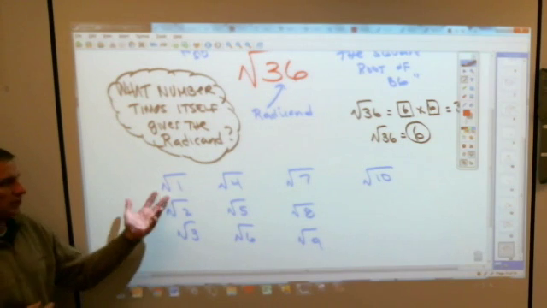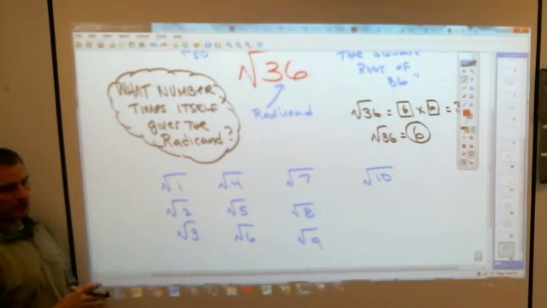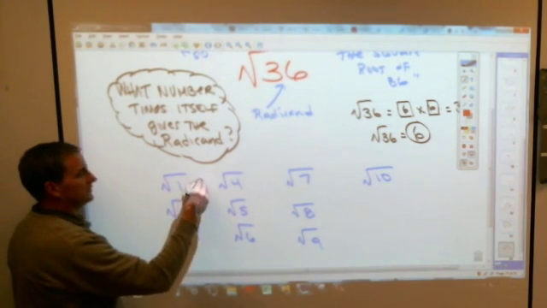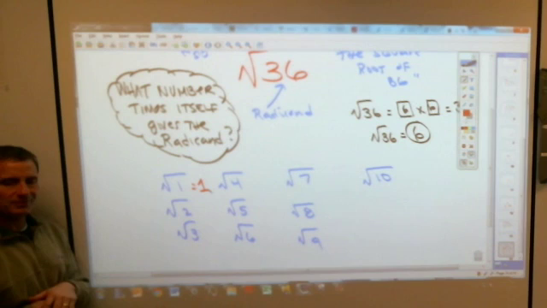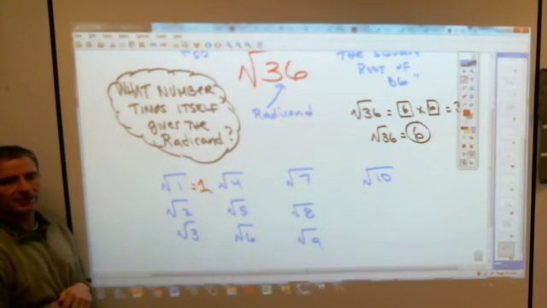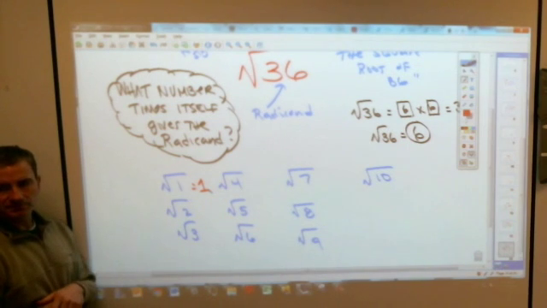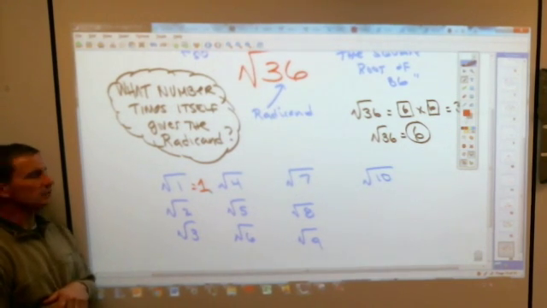First one, the square root of 1. What number times itself gives you 1? Jonah? 1. So this is 1. The square root of 2. What number times itself gives you 2? Ellie? 1. 1 times 1 is 1. We already did that one. Somebody want to help Ellie out? Rib? Yeah, you can't do this.